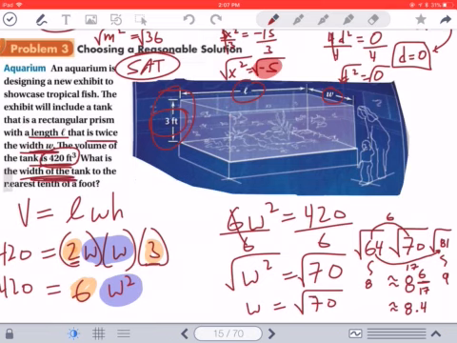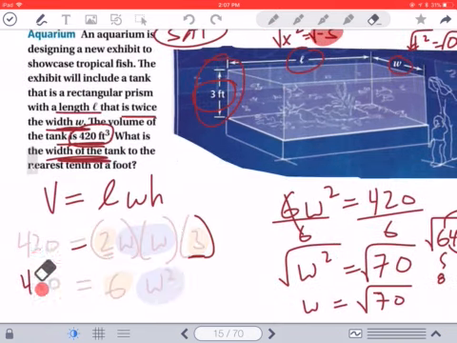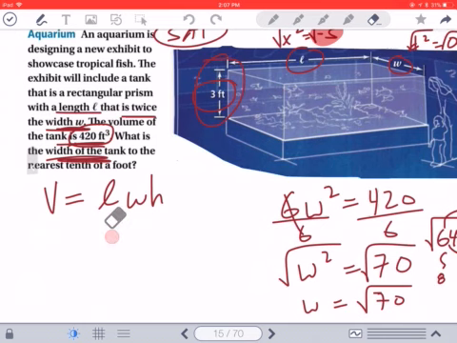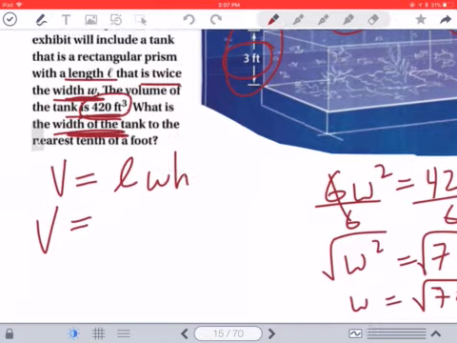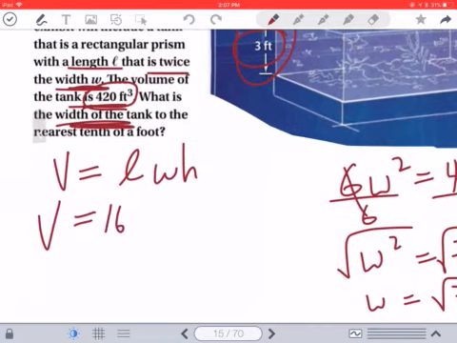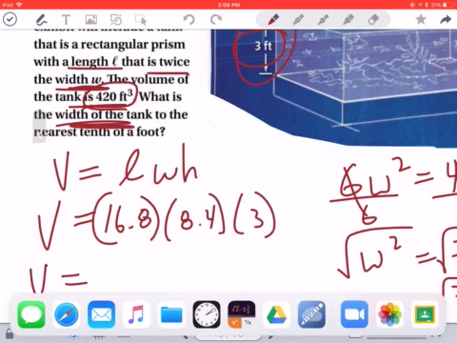We answered the question, but if you want to make extra sure that this works, you can plug this in and see that you're getting something really close to 420. So I have the length is going to be double the width. So the length is going to be 8.4 times 2, so we could put 16.8. The width is going to be 8.4. And the height was given to us. That's 3.